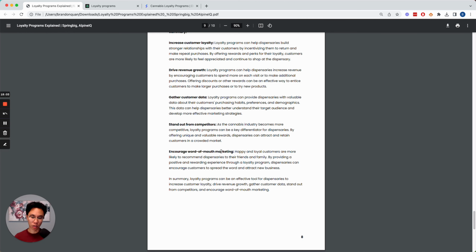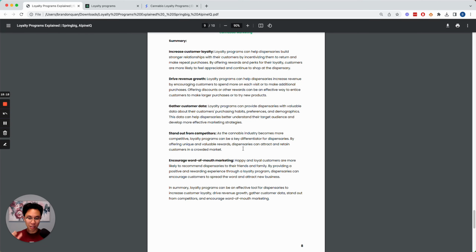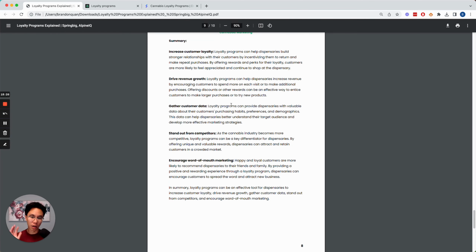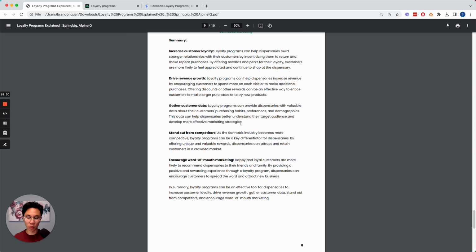Then the last one is encouraging word of mouth marketing. Like I said, the referral structure is one where if you can get customers to refer you, it's the only marketing strategy that lets you exponentially grow your business, because now one person refers 2 people, 2, 4, 4, 8, and so on and so forth, right? So overall, I would say yes, loyalty programs are good. I would also say that if you don't want to do Springbig or Alpine IQ, you can go ahead and find another company. Just wanted to put those two out there because those are the two main ones.